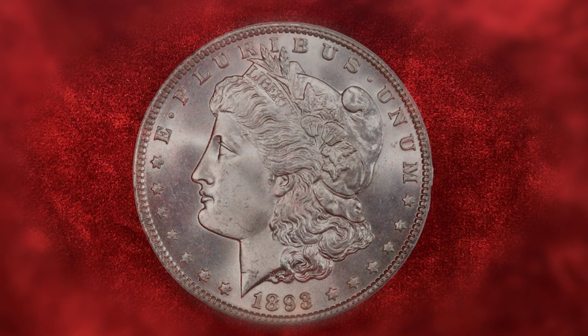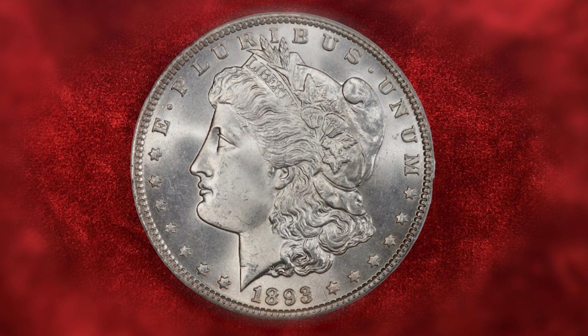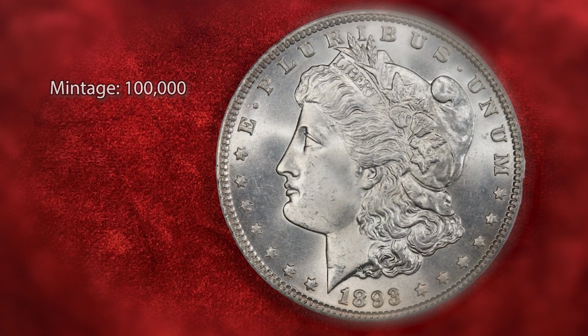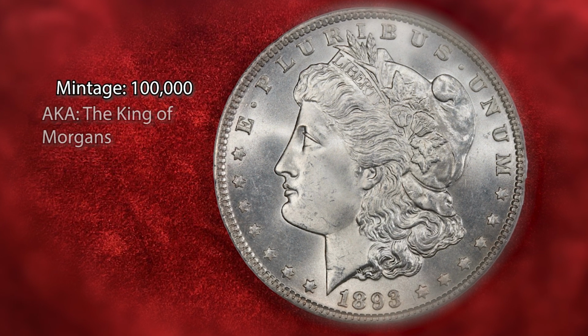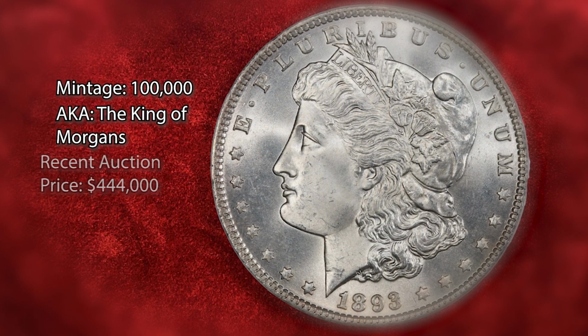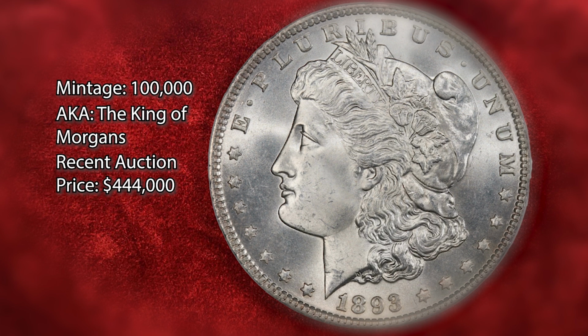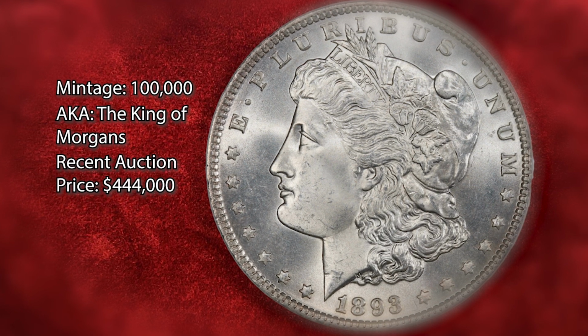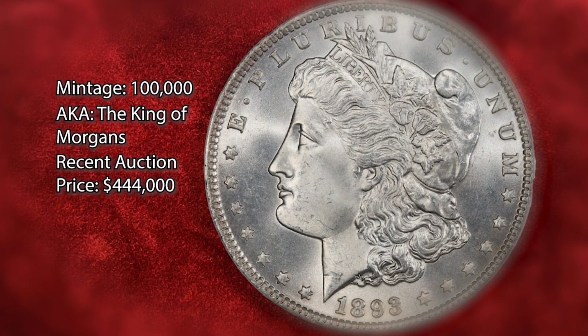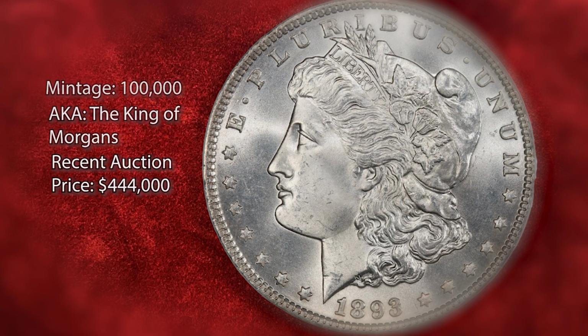There's a certain rarity when it comes to certain dates and mint marks, like I talked about with the Carson City. When we talk about rare Morgans, coins like the 1893 San Francisco Morgan Dollar take the stage. With the lowest mintage of any Morgan Dollar, the 1893 San Francisco is colloquially named the King of Morgan Dollars. A high-grade example of this coin is worth way more than it's worth in silver.